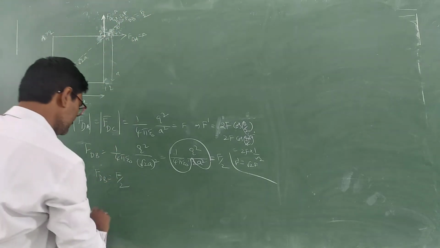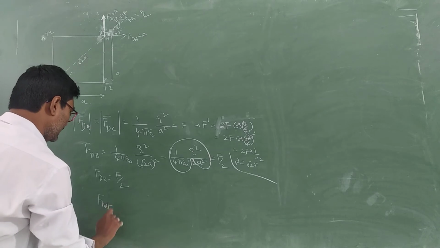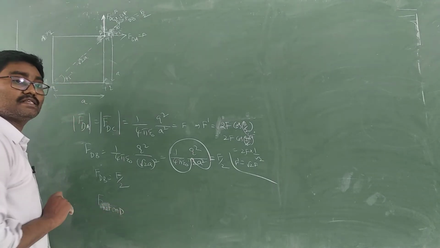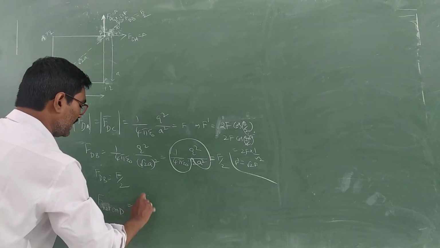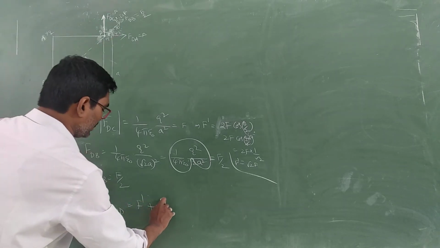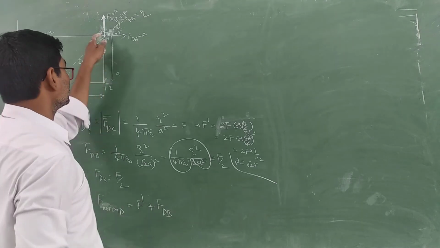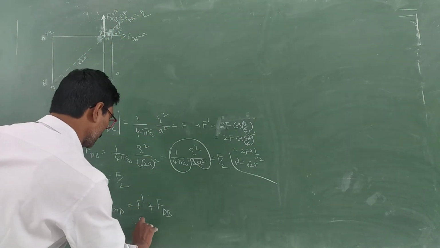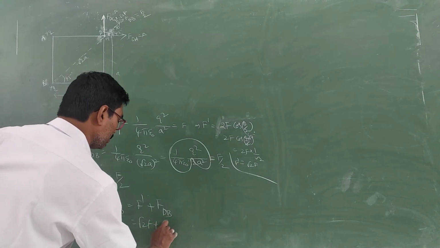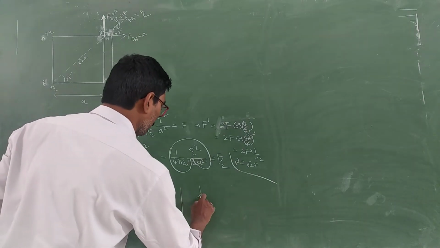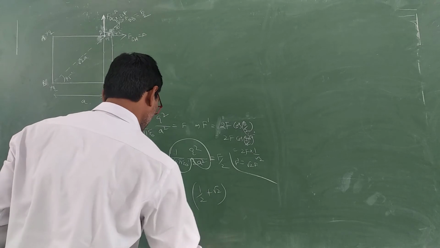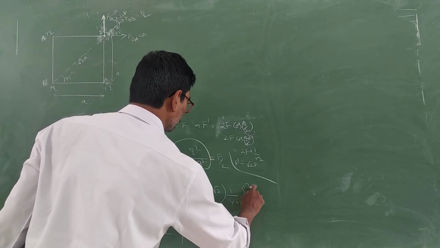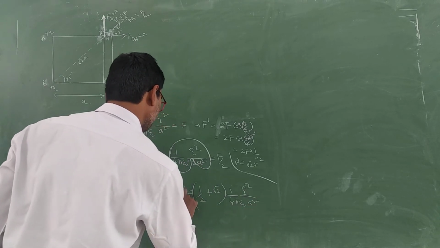Then what is F net? The net force on D is equal to F dash plus FDB. FDB direction and F dash are both in the same direction. So what is this? Root 2 times F plus F by 2, that is, root 2 plus 1 by 2, into 1 by 4 pi epsilon naught Q square by a square. That is it.